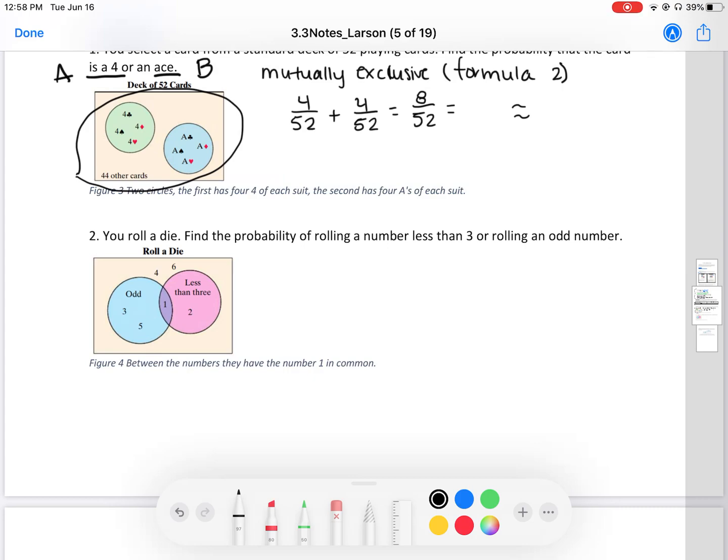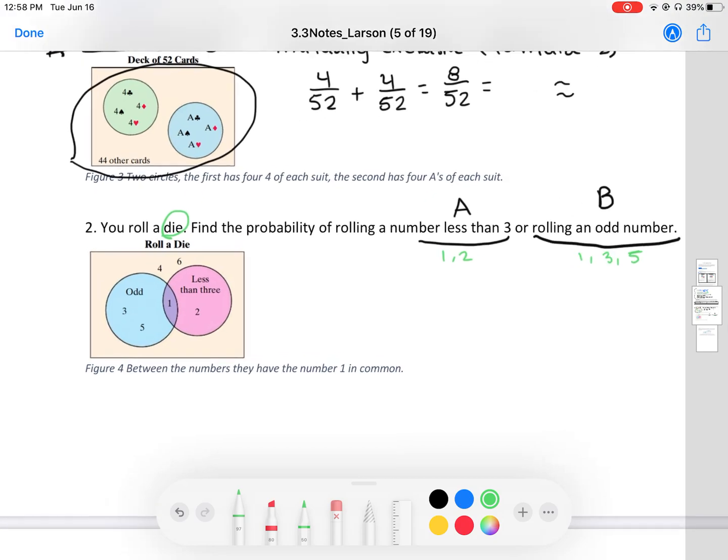Number 2, you roll a die. Find the probability of rolling a number less than 3 or rolling an odd number. So here are two events. Our first event, event A, is less than 3. Our second event, event B, is rolling an odd number. All right, so let's think of what numbers are less than 3. 1 and 2 are less than 3. What are odd numbers in a die? Remember, we have a die. A die includes numbers 1 through 6. So our odd numbers are 1, 3, and 5.